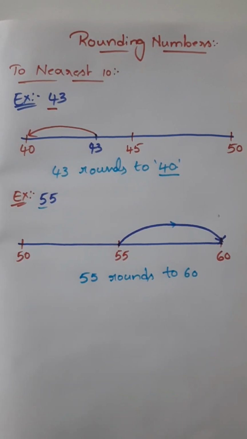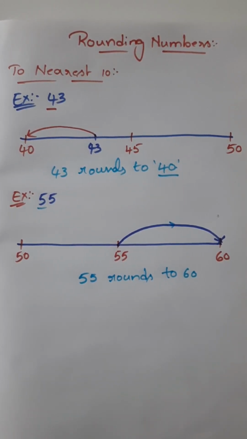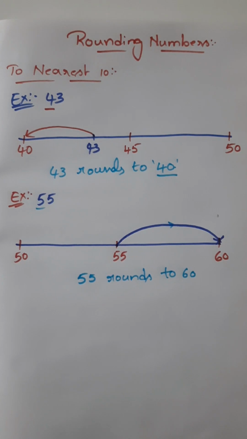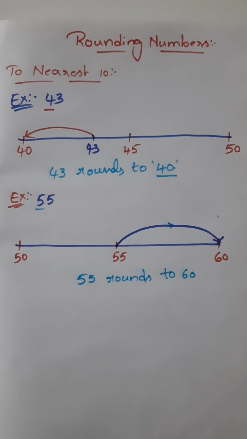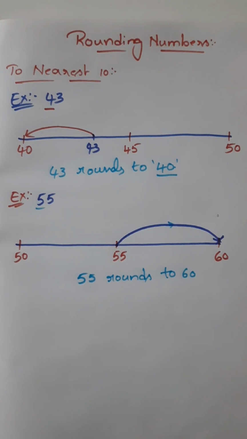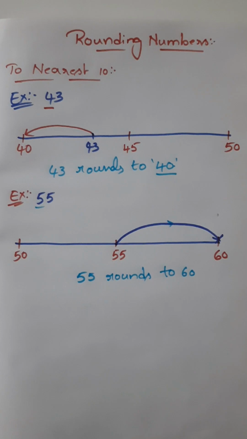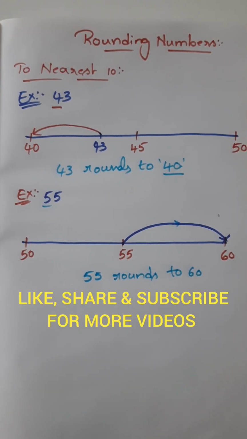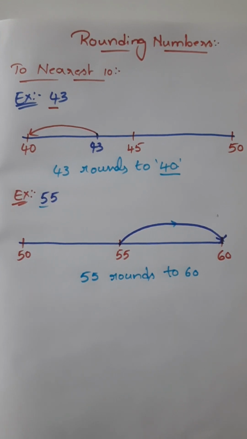Understood, no? The rule we have to follow when rounding is: if the digit in the ones place lies between 0 and less than 5, then it rounds to our left-hand side. If the digit is equal to or more than 5, then it rounds to our right-hand side. Understood? That is how we round to the nearest 10. Now let's see an example for the nearest 100.